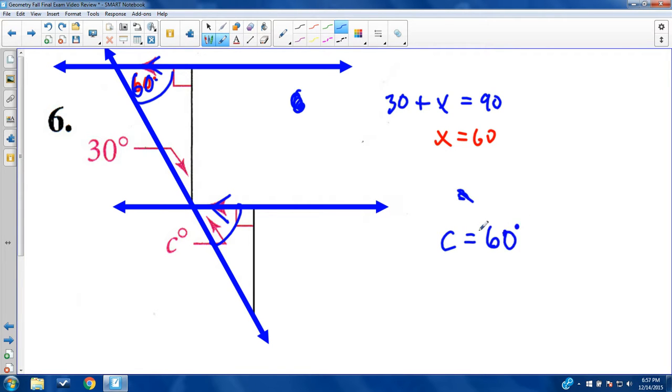Okay. So that's the aim for that one. I think we're good to go. That's number 6.